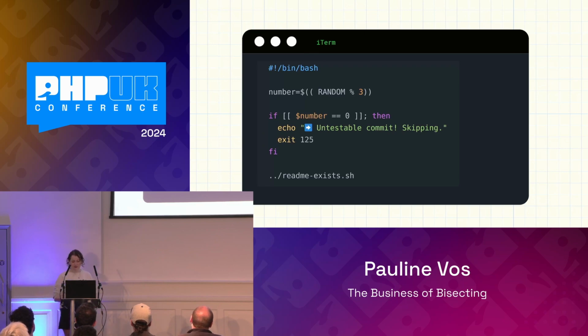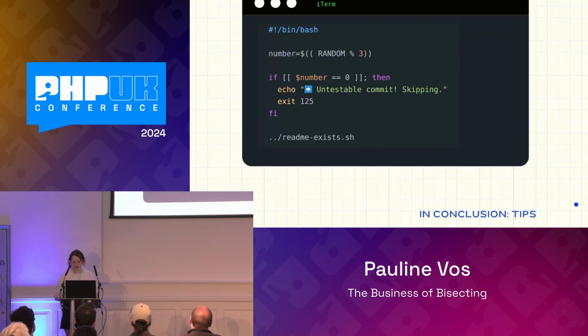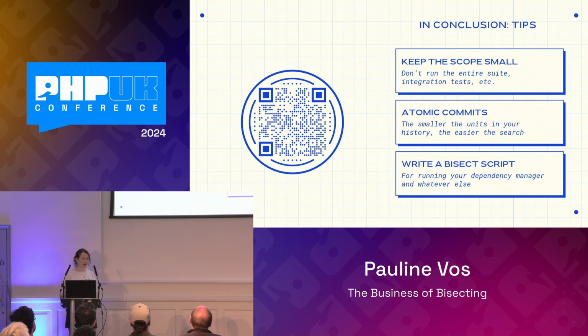Yeah, so those are some. I like how creative we're all getting. You can get so creative with this. But in conclusion, I would still give you the advice that if you can, keep the scope small. Don't run your entire suite, don't run integration tests, don't do any of that stuff if you don't have to, if you don't want to deal with database migrations and stuff like that.